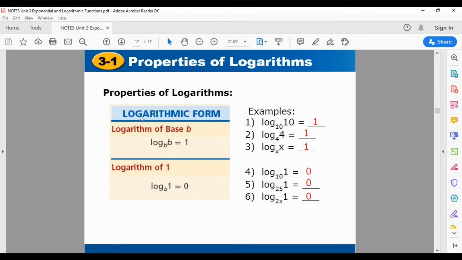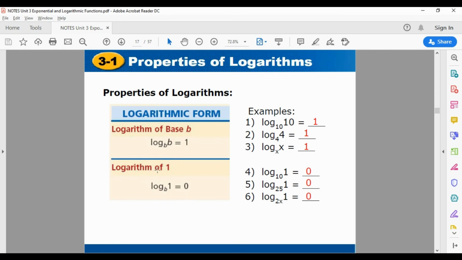Other properties of logarithms. We danced around these when we were talking about the inverse logarithms. Log base b of b is just going to be 1. So any base number of the same number is always going to be 1. And again, think about this in terms of exponentials. This is saying 10 to what power is 10? That's 10 to the first. 4 to what power is 4? That's 4 to the first. And x to what power is x? That's x to the first.